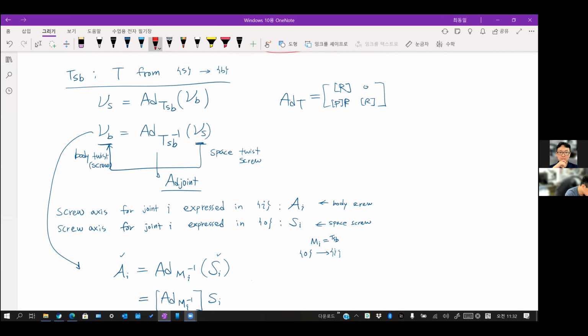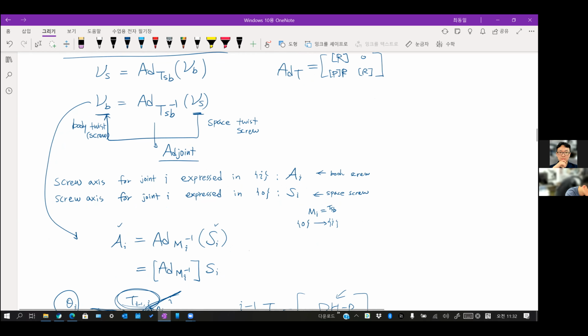And this one is large Ad joint. This one is the previous symbols. So let me change the style a little by using the A symbol and S symbol. The A symbol represents the body screw and the S symbol represents the space screw. So this one is the space twist or space screw.